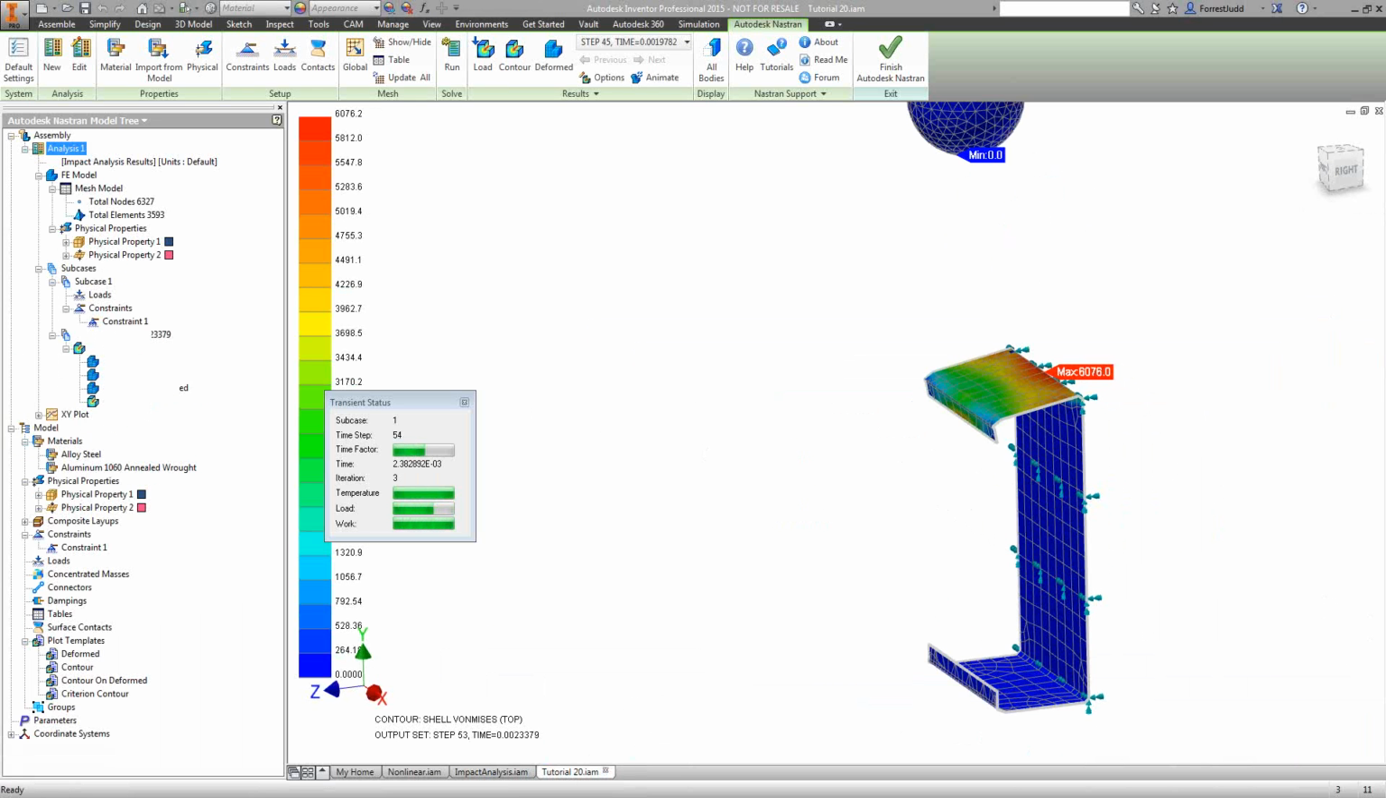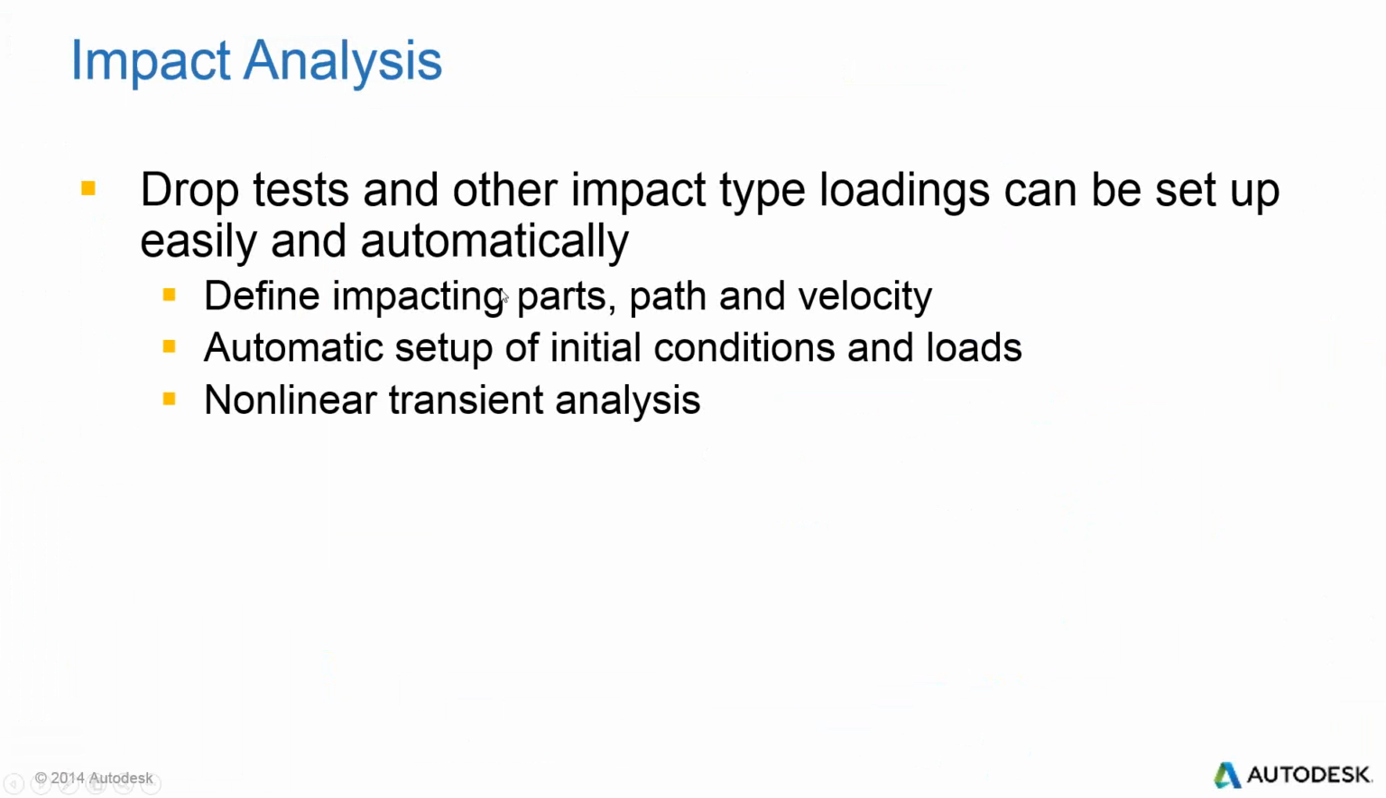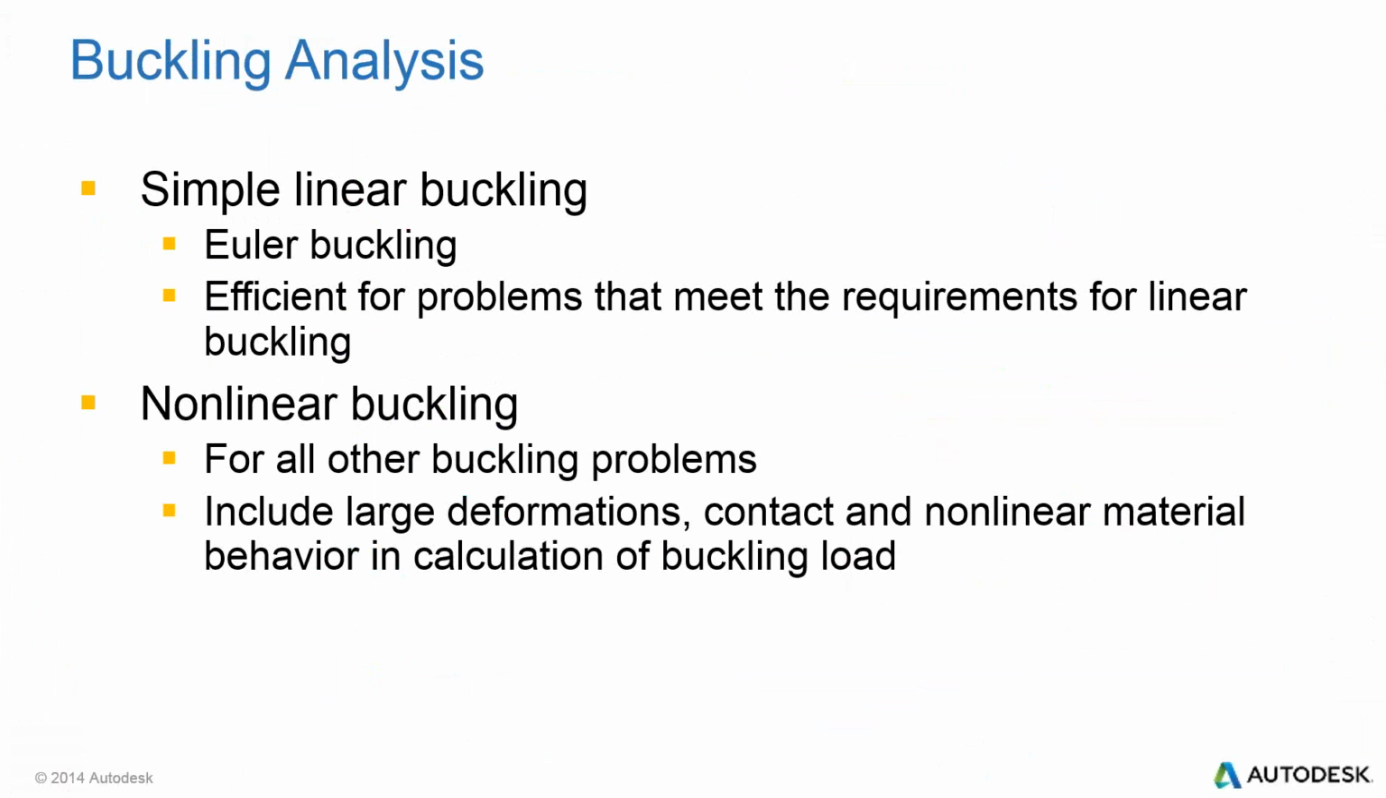So while that's running, let's just talk a little bit about some of the other analysis types. Simple linear buckling we can do, Euler buckling, and also nonlinear buckling. It can account for large deformations, for contact, nonlinear material types. Buckling is one of those things that can definitely be unpredictable. There are certain structures that lend themselves to buckling, so maybe a linear buckling analysis might help, but otherwise, to really know for sure, you're going to have to do a nonlinear buckling analysis, and we can do that in CAD.